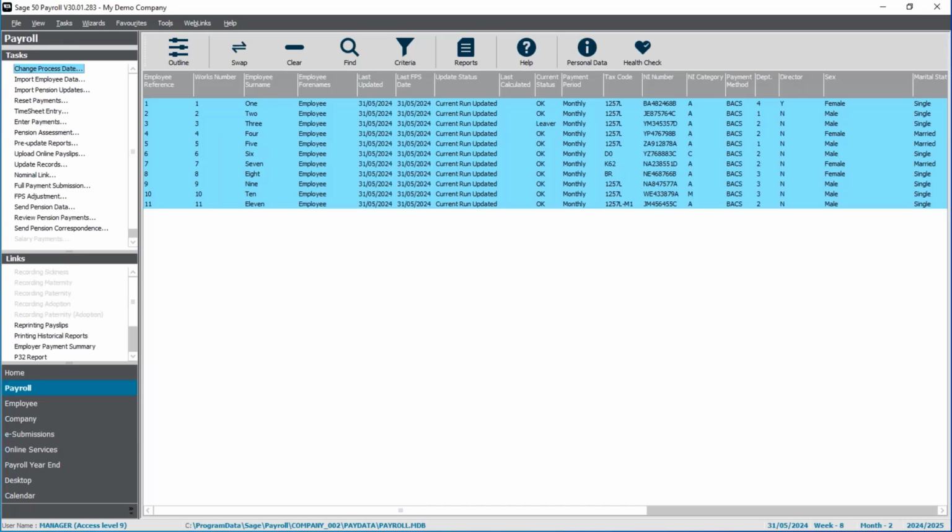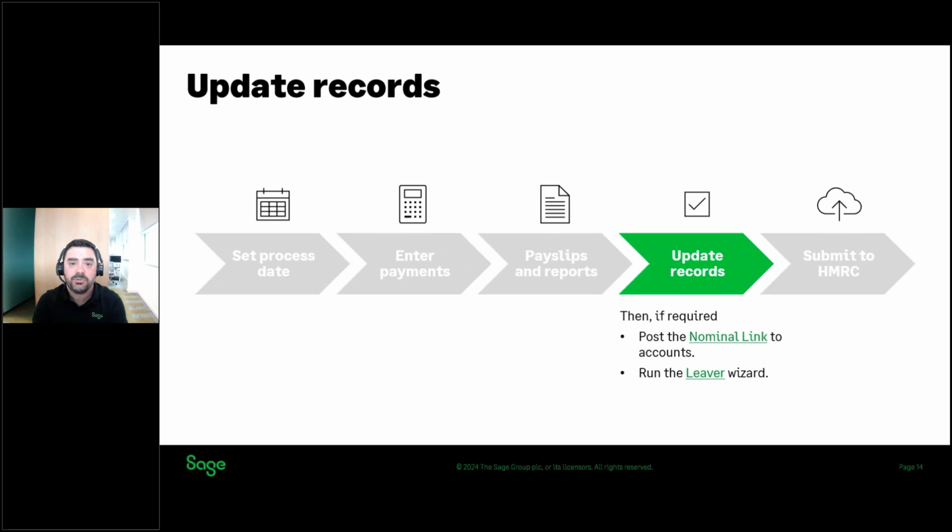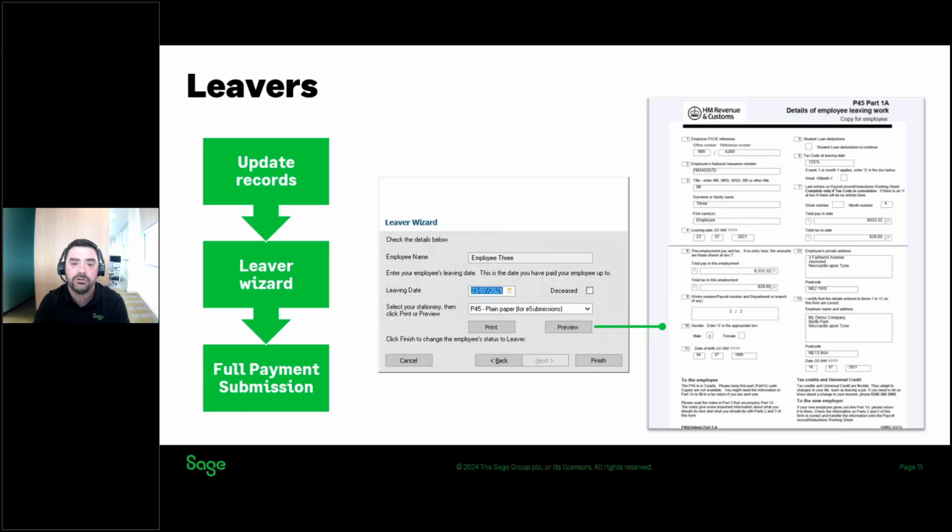So that is our payroll pretty much done, but let's just recap those final few steps. Once we checked our payslips and reports, we ran update records. So remember to take your own backup at that point. The system will also take an automatic backup. Then if required, post a nominal link. Run the leaver wizard. When it comes to leavers, it's really important you do things in the right order. So update records first, then run the leaver wizard before you do your full payment submission.